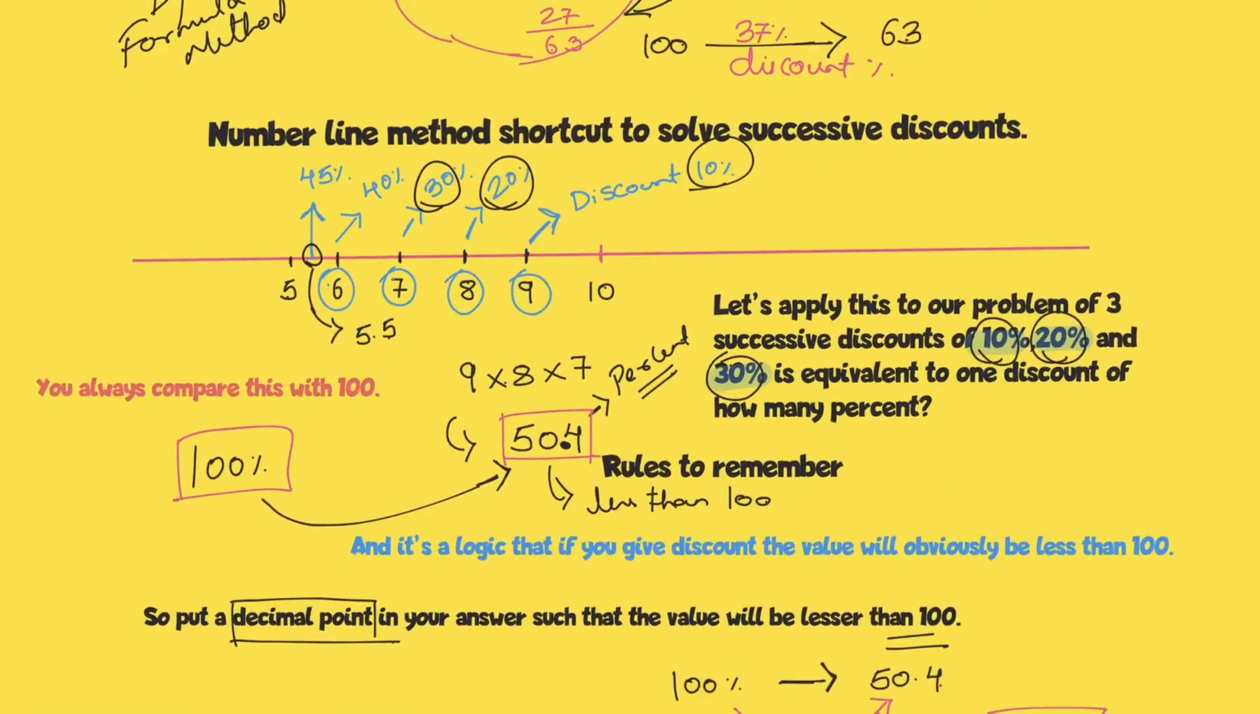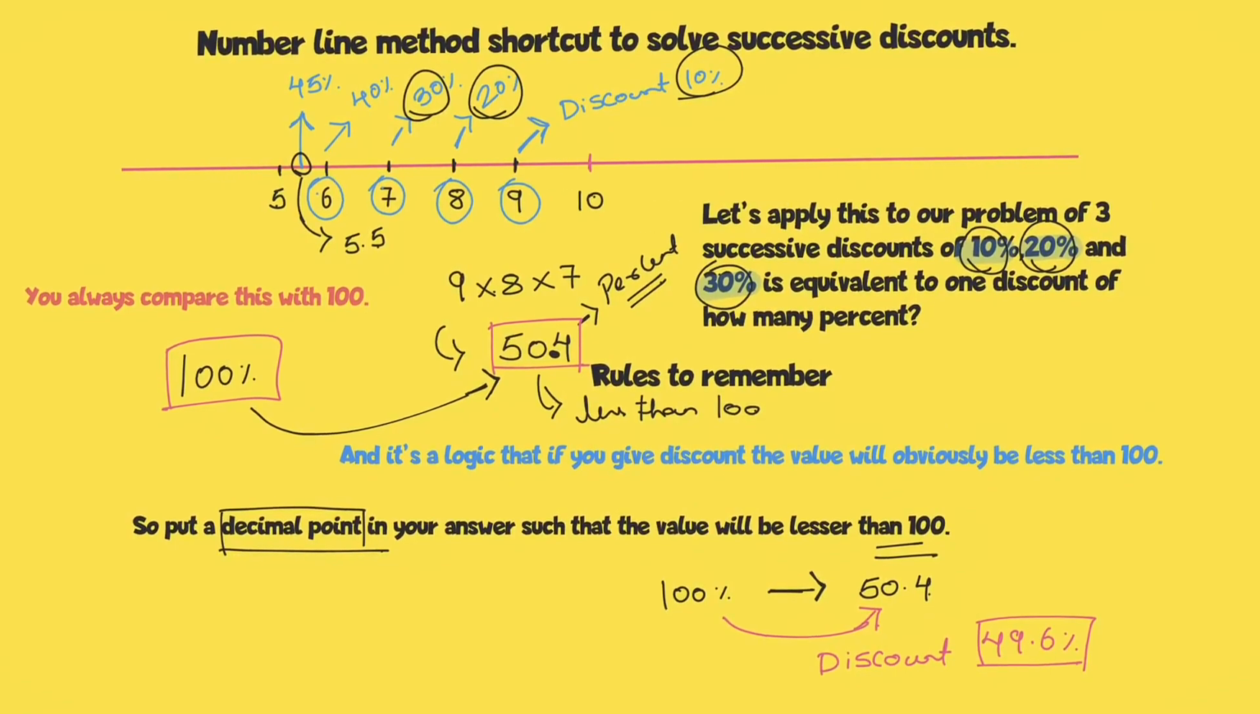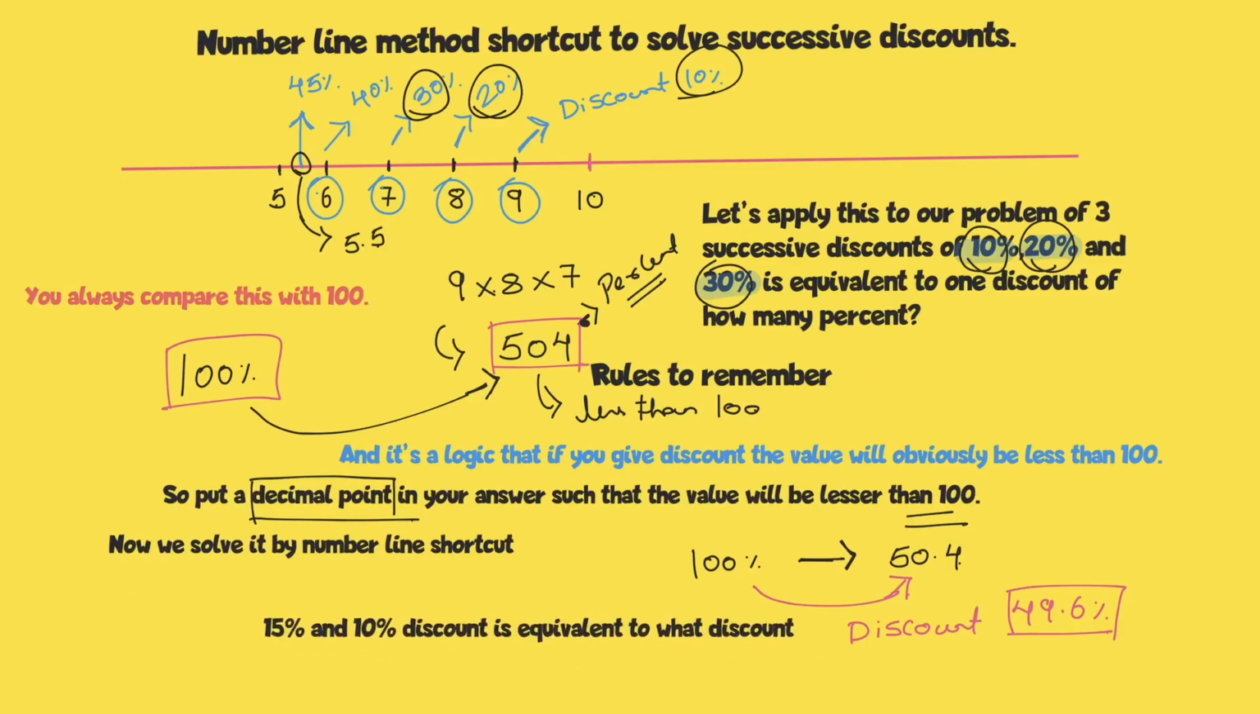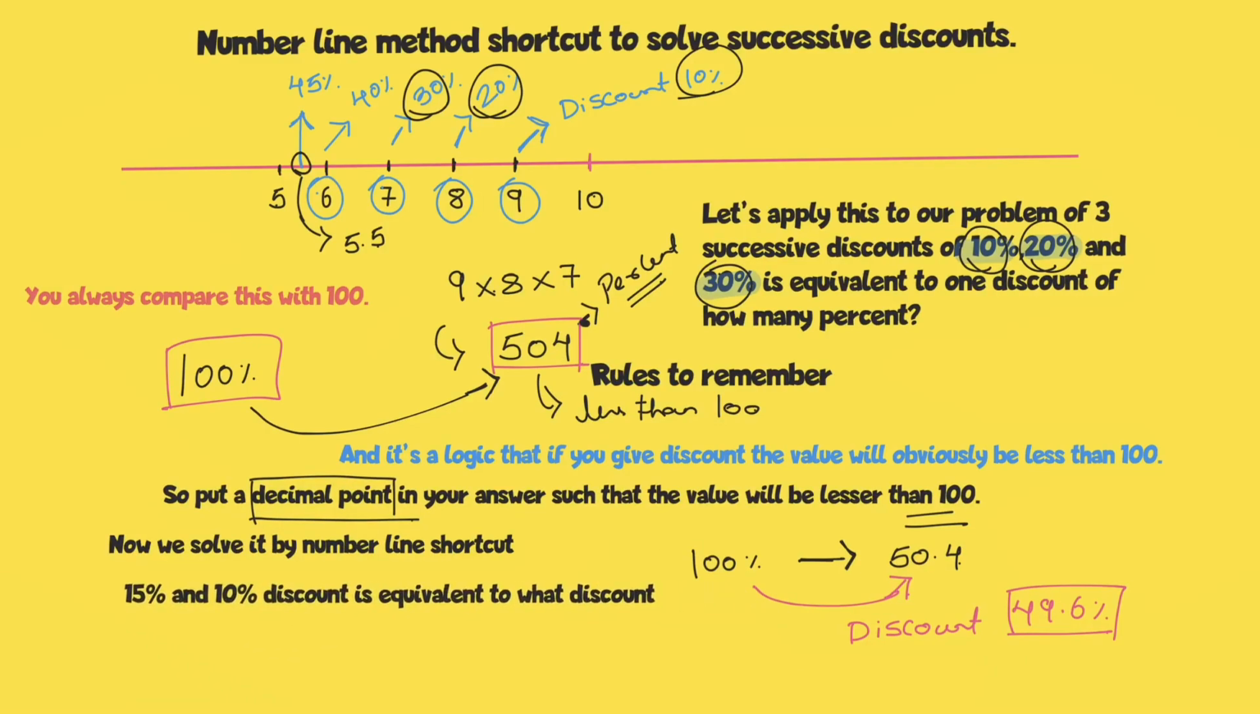The same method is being applied here, but I solve it by a shortcut so that I can get the answer in 10 to 15 seconds. That's why you use the number line method. So solve the problem quickly and get to your percentage discount that is being asked. So it's the same method, but now we solve it by the number line method.